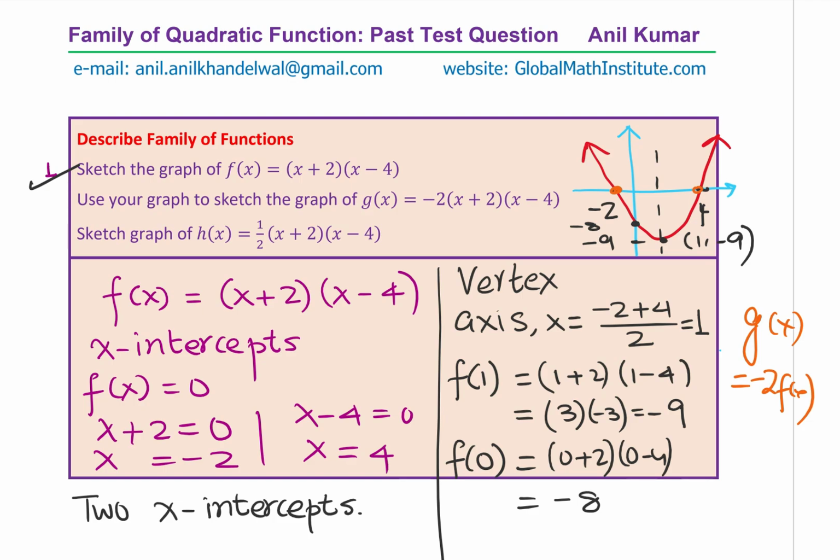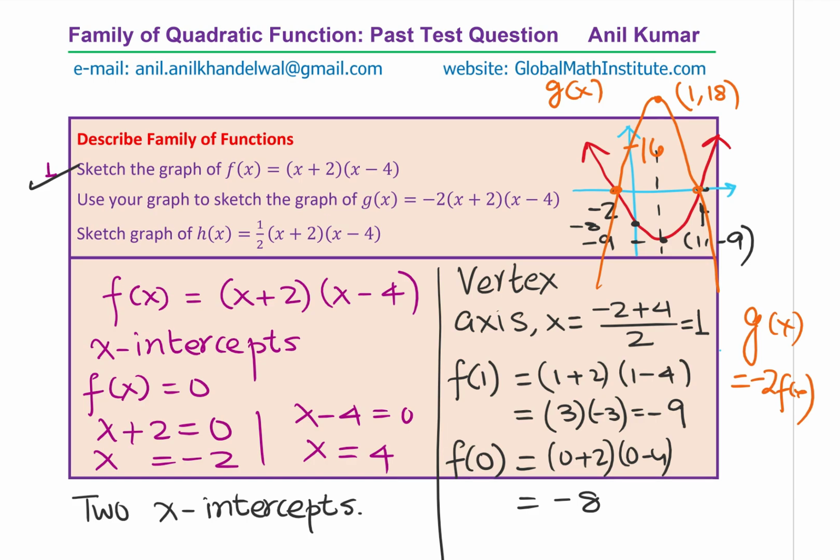So what we now expect is a graph which will be kind of like this. You see that? The vertex will remain at x equals 1, but the y value will be plus 18, minus 2 times the earlier value. And the y-intercept will now be at 16. You get the idea. So that becomes the graph for g of x.